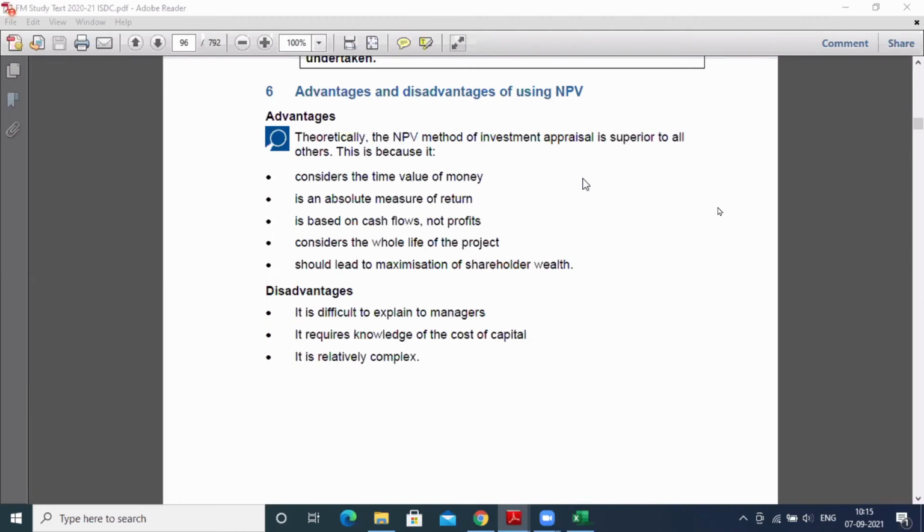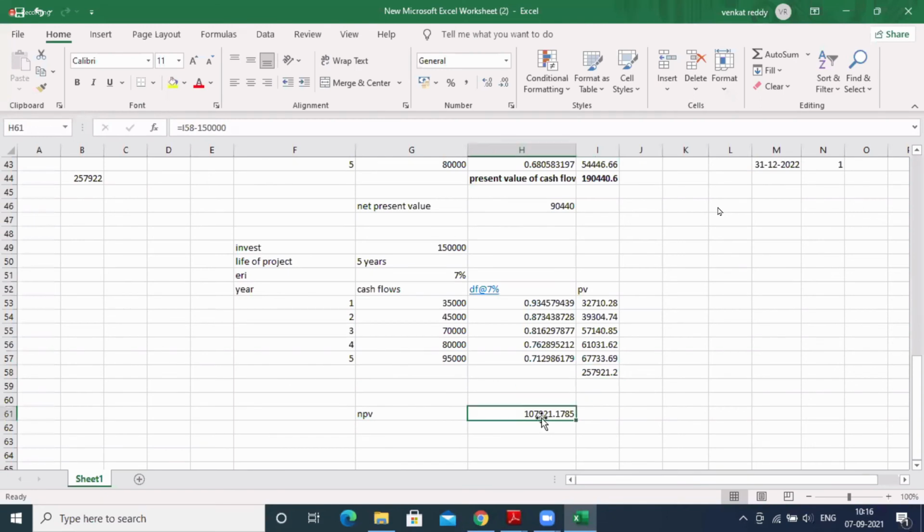The first important advantage is that it considers the time value of money. In case of payback and ROC, time value was not considered. But in this case, the time value of money is considered, and it is an absolute measure of return. Why do we say it is an absolute measure of return? Because we clearly know what our excess cash flow from the project is. Suppose in this case, if you go with this particular project, we can expect a cash surplus of 1,07,921. So it is clearly expressed in absolute terms.